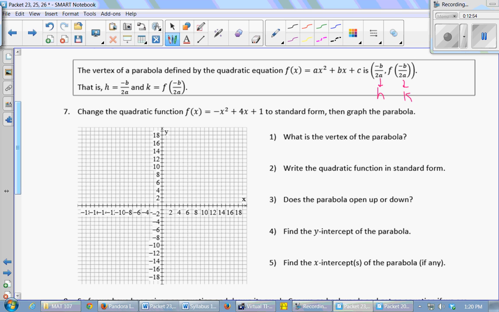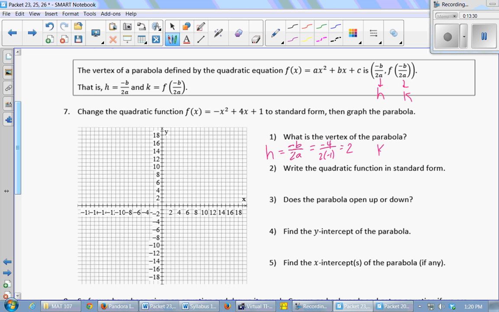Okay, negative x squared plus 4x plus 1. I'm going to change it to standard form, and then I'm going to graph it. Okay, so what is the vertex of the parabola? So you can't read it right out of the equation, but we can calculate it by saying, well, h is always negative b over 2a. So b in this equation is a 4. So this is negative 4 over 2 times negative 1, which is 2.